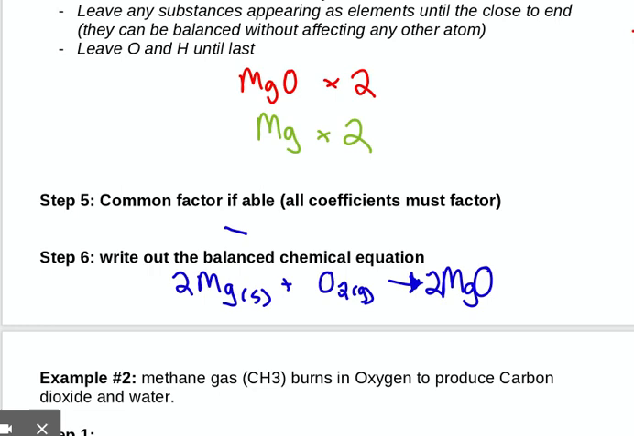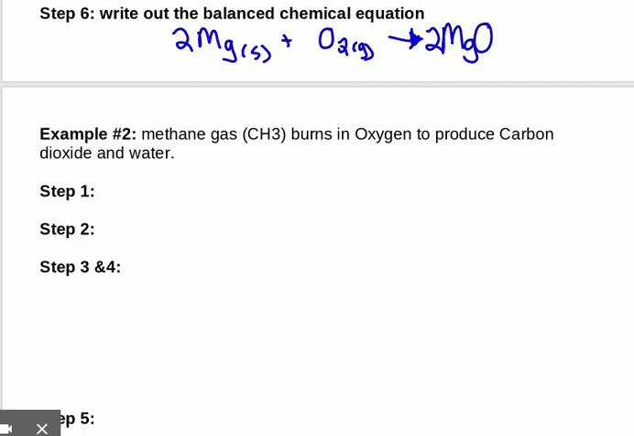Okay, so that's our first example. Let's look at another example. Example number 2. I'm just going to make a quick correction here. Methane is actually CH4. So we're going to look at methane gas. It burns in oxygen to produce carbon dioxide and water. So in this example, it is giving you all of your reactants and your products.